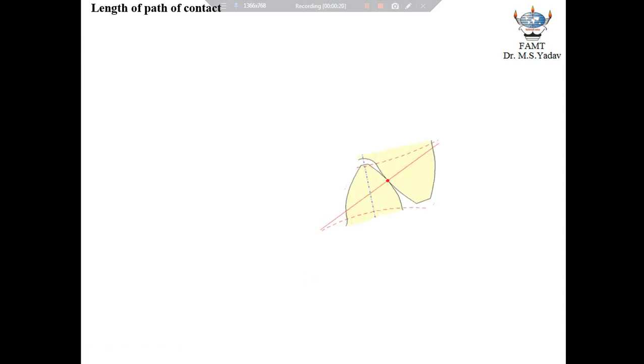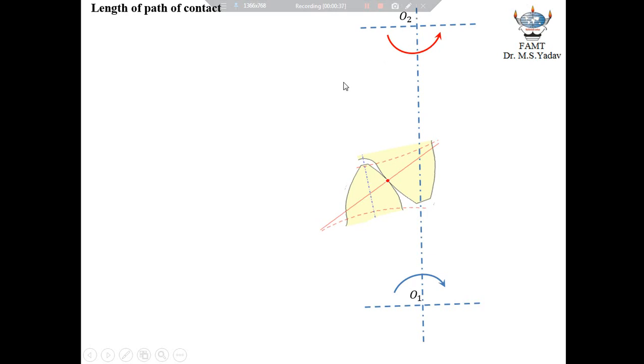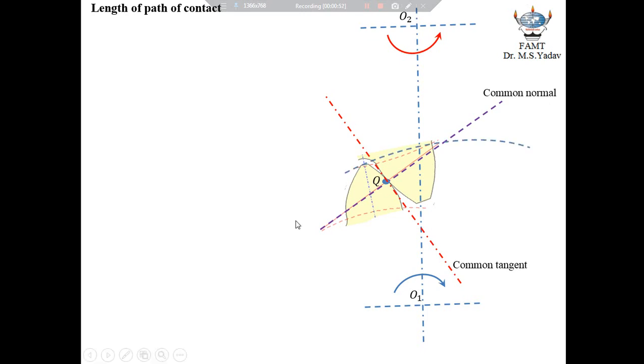Consider wheel and pinion in mesh with each other. O1 and O2 be their respective centers of rotation. Pinion is turning in clockwise direction and wheel is turning in anti-clockwise direction. Let Q be the point of contact, and here are the common tangent and common normal drawn at the point of contact. Let's try to show addendum circle and pitch circle for both gears like this.